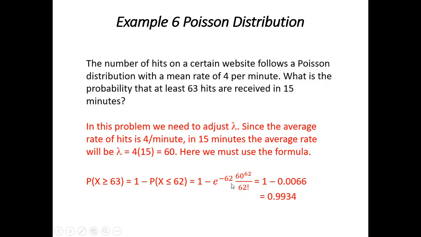So we could work this out. It does turn out to be a manageable number. This whole piece over here, or this probability, simplifies to 0.0066. When we subtract, we get 1 minus 0.0066. So we end up with a final answer of 0.9934.